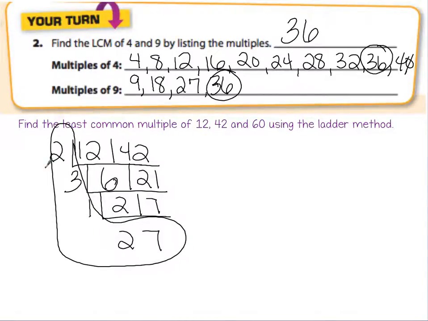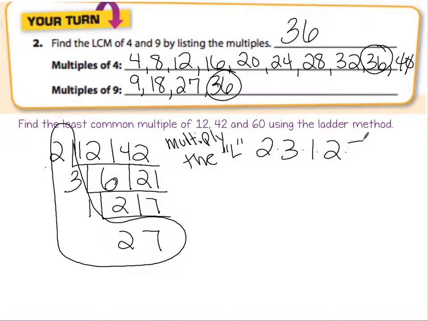So when you're trying to find the LCM, you multiply all those numbers. So I have 2 times 3 times 1 times 2 times 7. I know 2 times 3 is 6. I can take out the 1 because anything times 1 is itself. I know that 6 times 2 is 12, times 7 is 84.